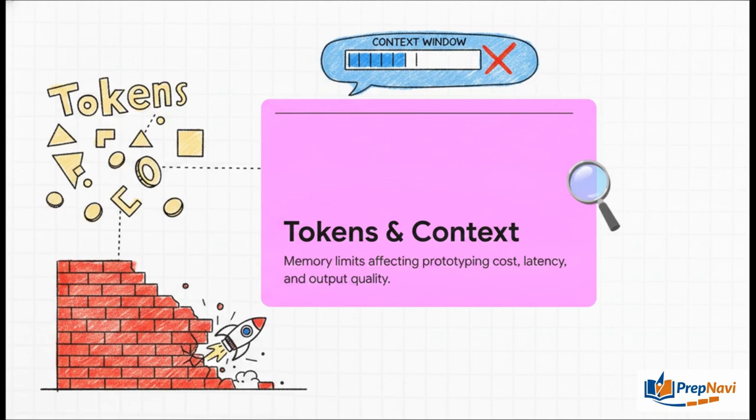Think of a token like a piece of a word. It's the fundamental currency the AI uses to compute. And the context window? That's the AI's short-term memory. It's the absolute maximum number of tokens the AI can hold in its head at any one given moment to process your prompt and generate an answer. If your workflow design doesn't carefully manage how many tokens you're spending and how much of that context window you're filling up, your rapid prototype is going to crash hard.